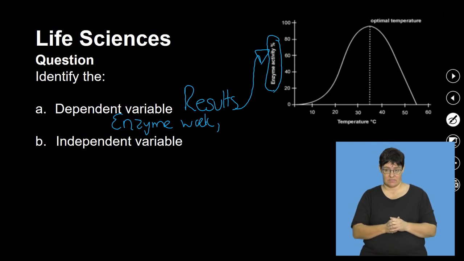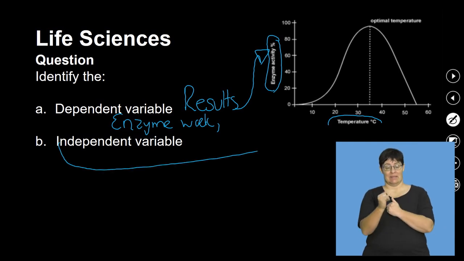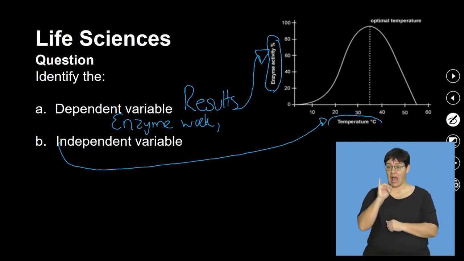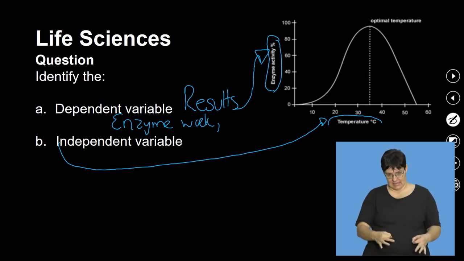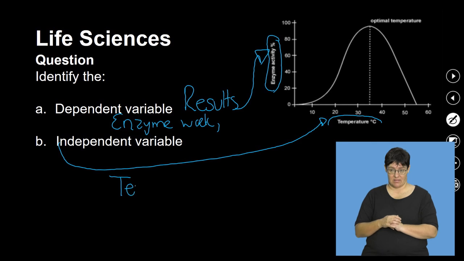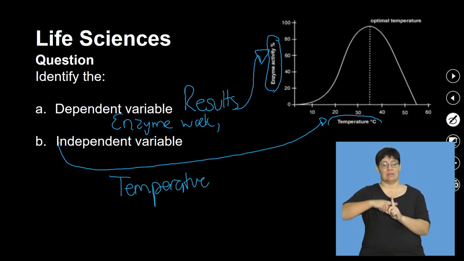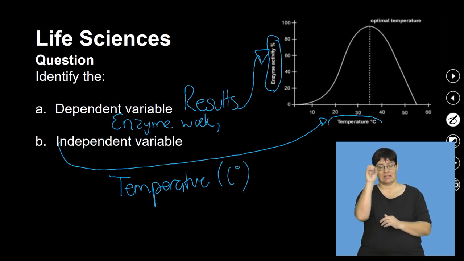On my x-axis over here is always my independent variable. What did I start with? What did I decide, what did I choose? I chose the temperature. So my independent variable is temperature in degrees Celsius.